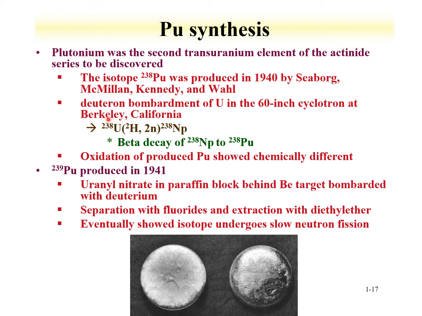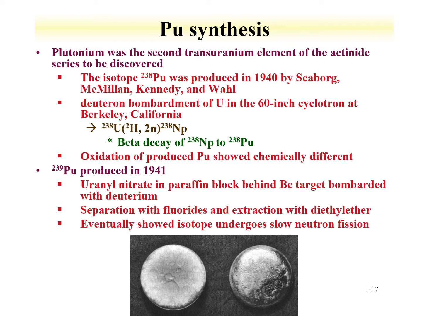The reaction was they took a target of uranium-238, hit it with deuterium. Two neutrons came out. They made this Neptunium-238. That Neptunium-238 beta decayed to plutonium-238. The oxidation of the produced plutonium showed that it was different than the chemistry of the uranium. They identified the differences in the chemistry of the element. They were able to use the radioactive decay to identify some of the properties, the alpha decay energy, get an idea of the half-life of this isotope.